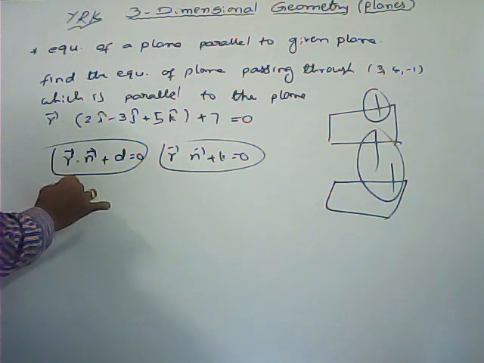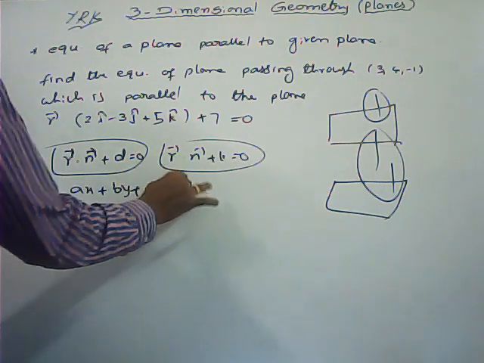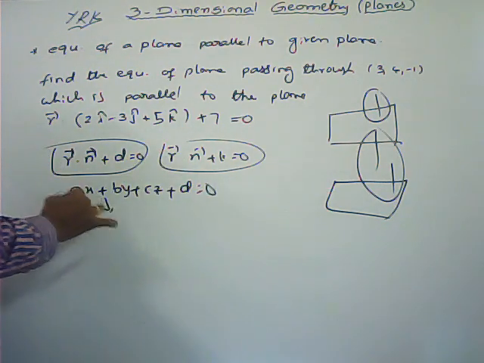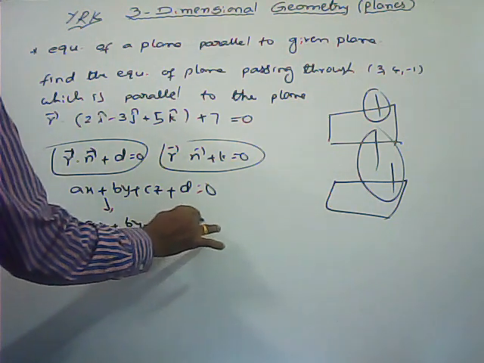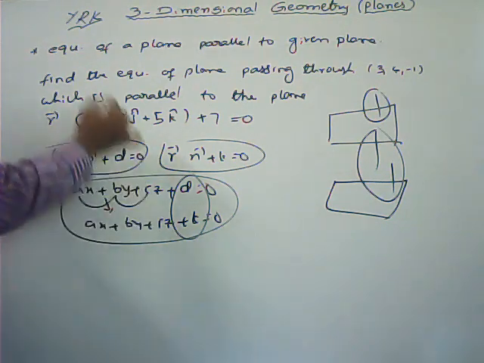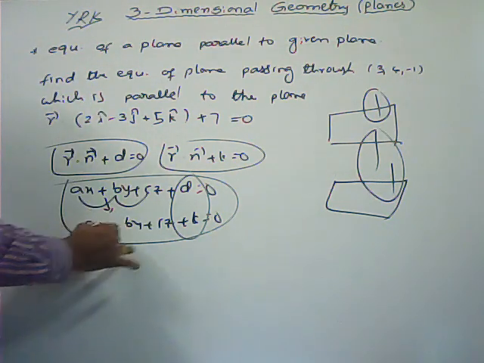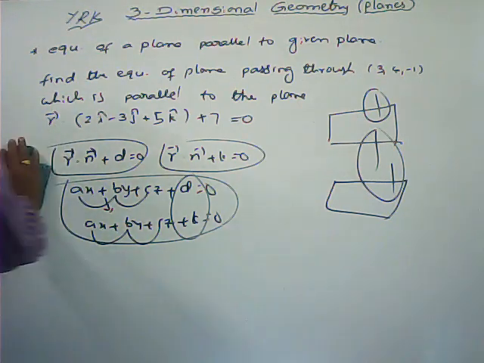Otherwise, if you want to write in the Cartesian form, ax plus by plus cz plus d is equal to 0. The equation of any plane parallel to this one is ax plus by plus cz plus k is equal to 0. So these two are parallel planes only. They differ by only constant terms. What about the DRs of this one? a, b, c. The DRs of this one are also a, b, c only. If two planes are parallel, their DRs are in the same ratio. Whatever DRs we take, the same DRs we can take for the parallel plane also.